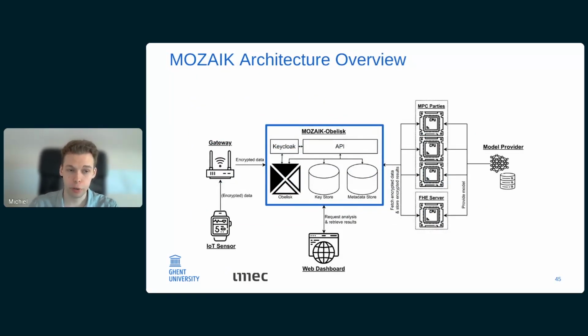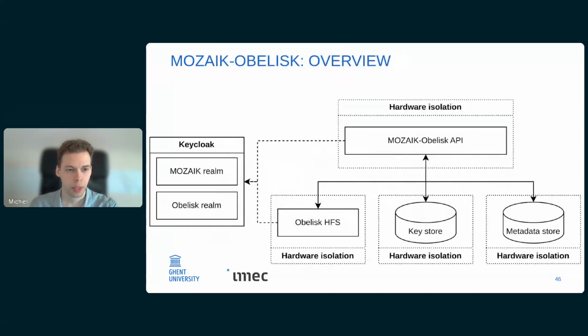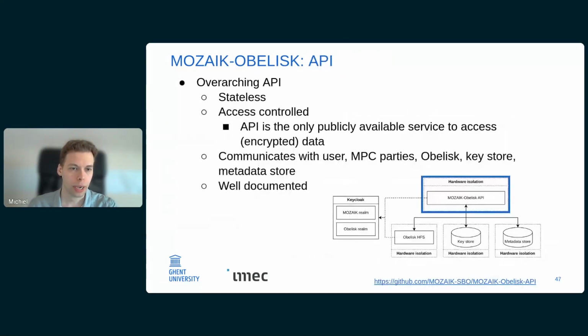Let's dive deeper into the different components that we have alongside Obelisk to build the privacy-preserving computation data storage. And let's first start with the API, which is just an overarching API. And this is built in such a way that this is actually the only publicly available service that might have access to the data. But keep in mind, the data is still encrypted.